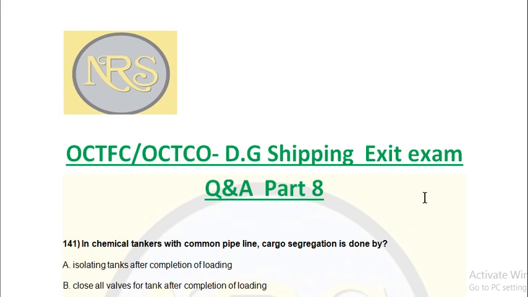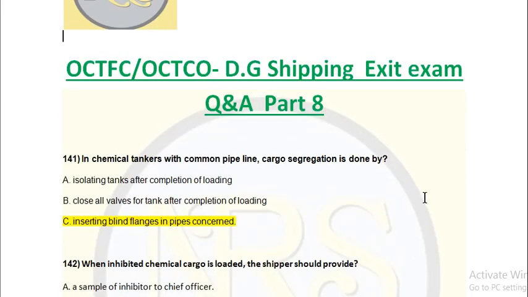Question number 141. In a chemical tanker with a common pipeline, cargo segregation is done by: Option A, isolating tanks after completion of loading. Option B, close all valves for the tank after completion of loading. Option C, inserting blind flanges in pipes concerned. The correct answer is option C, inserting blind flanges in pipes concerned.